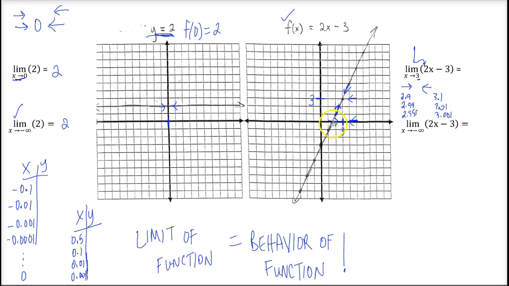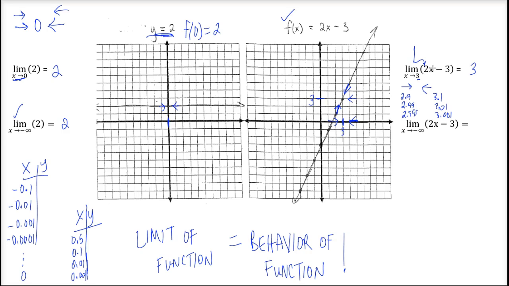Now, the reason why that is, is because the y values, as we get closer and closer to that point, get closer and closer to 3, okay? It just so happens that in this case, 2x minus 3 is a function that is defined at x equals 3 as well. So the limit of the function ends up being the y value for that function at x equals 3. But again, note that for these functions, it is not necessary for the function to be defined at the value that we're trying to study the behavior on.